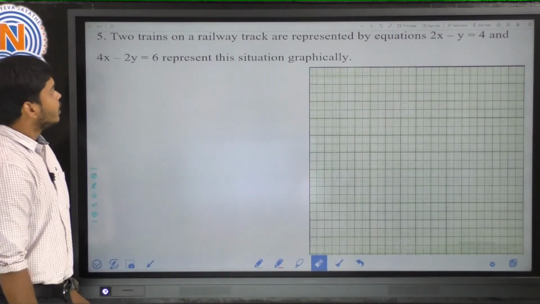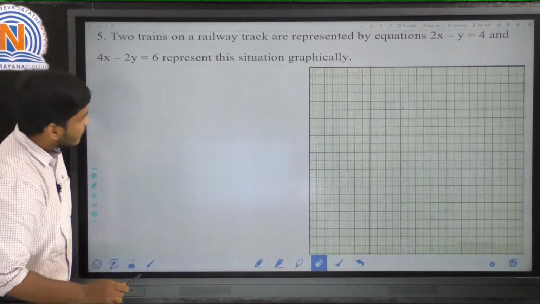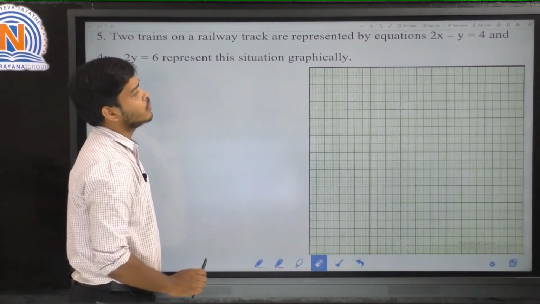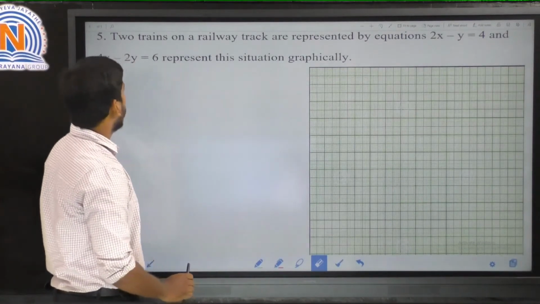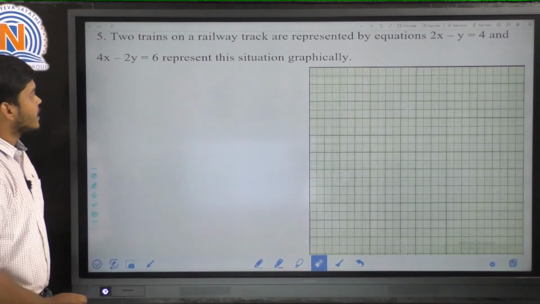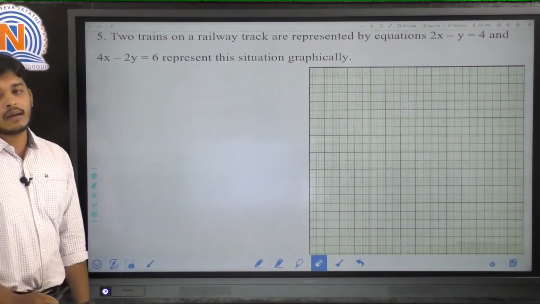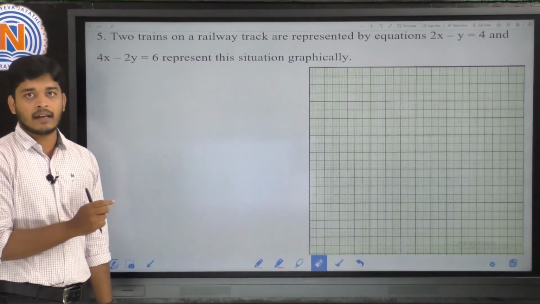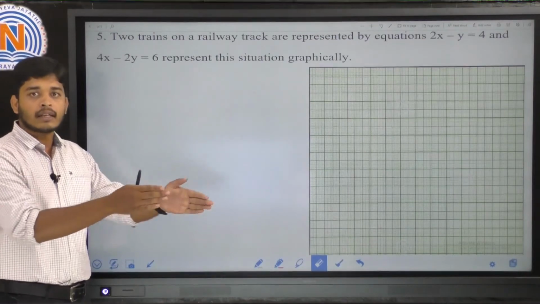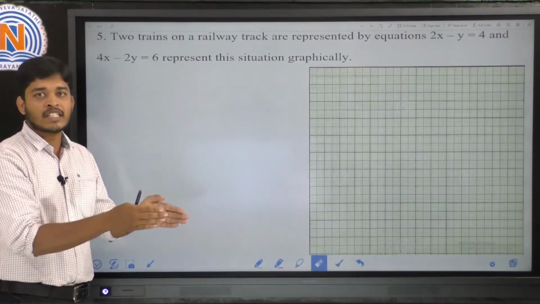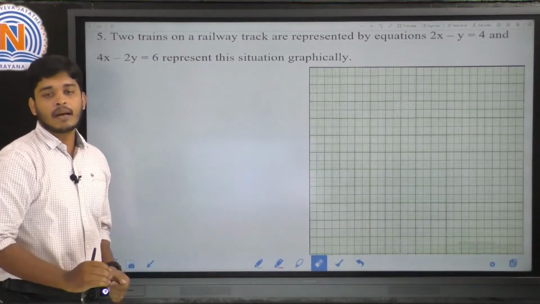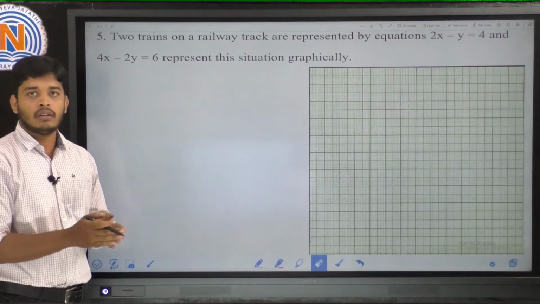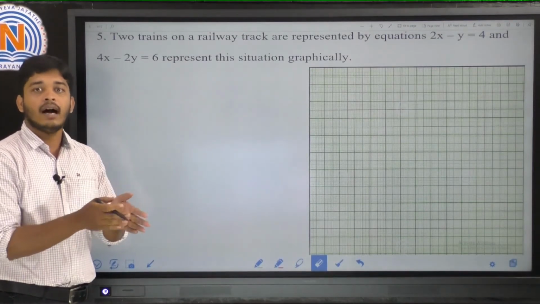See children, here two trains on a railway track are represented by the equations 2x minus y is equal to 4 and 4x minus 2y is equal to 6. Represent this situation graphically. So what is he saying? He is saying that there are two trains on a railway track. So that situation I am explaining here by using graphical representation. The two trains are intersecting or not, they are coincidental or they are parallel.